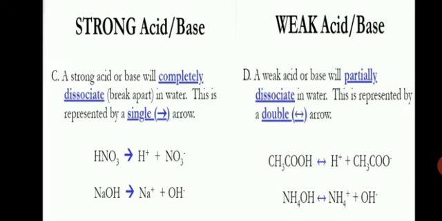The partial dissociation we represent with double arrows. This is acetic acid. When it dissociates as H plus and CH3COO minus, here the hydrogen is remaining there. That means it is not completely dissociated from this substance. Only a few H plus ions are dissociated.